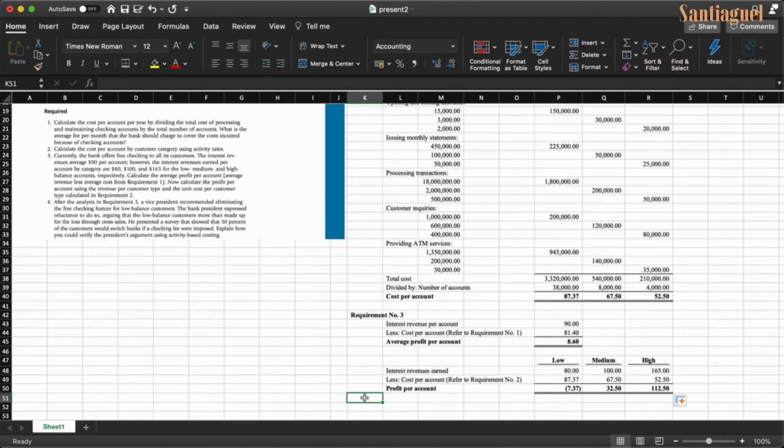For the last requirement, to verify the president's argument, we will have to calculate the profits from all the balance categories using activity-based costing. Then we will compare the loss from low balance checking accounts from the profits from the 50% of the cross sales. If the latter is higher than the former, then the president is right.